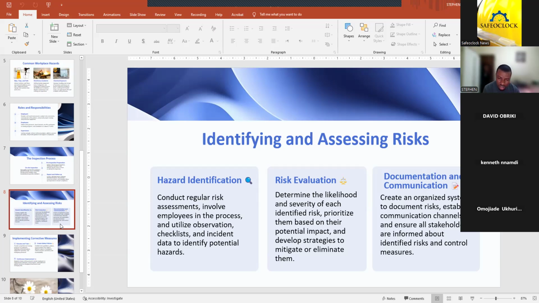It's not only about the health and safety practitioner. Our own role is just to come and put what we've observed in document form and put recommendations. But in identifying, everybody is involved.